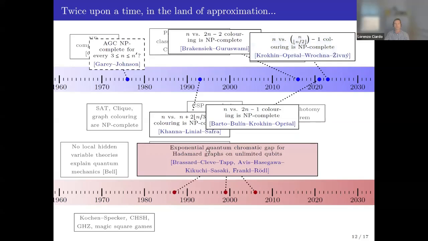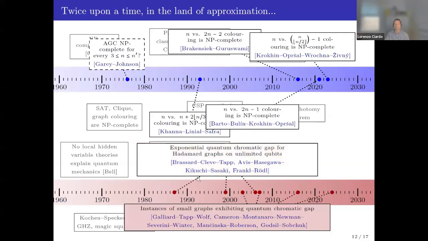Okay, in the second story, this is the situation. So as I said, there is an exponential gap. It's quite funny that it's exponential here. It was also exponential in the first story, the state of the art. So exponential quantum chromatic gap for Hadamard graphs on a limited number of qubits. Also, a line of work focused on finding smaller and smaller examples of graphs exhibiting quantum chromatic gap. So starting from Galliard, Tapp, and Wolf up to Gössel, Sobchuk.